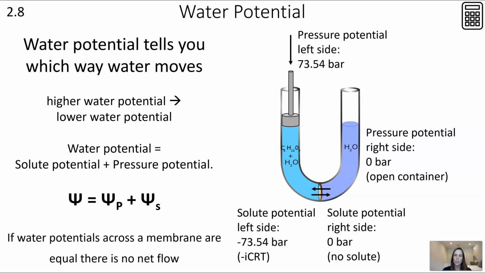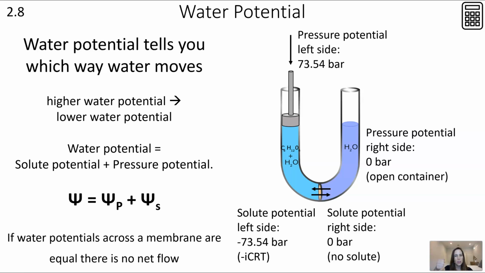So let's take a look one more time at this example, where on the left we have a solute potential of negative 73.54 bar, and we have a pressure potential of positive 73.54. So those cancel each other out to make an overall water potential of 0. That balances the potential we see on the right side.